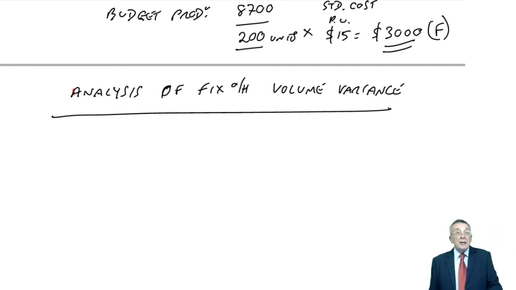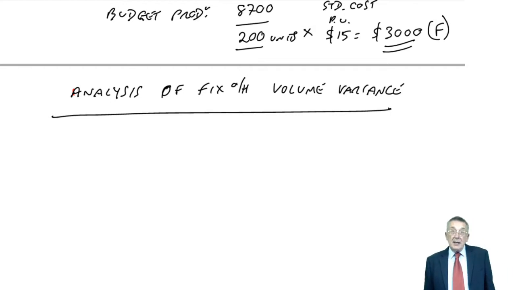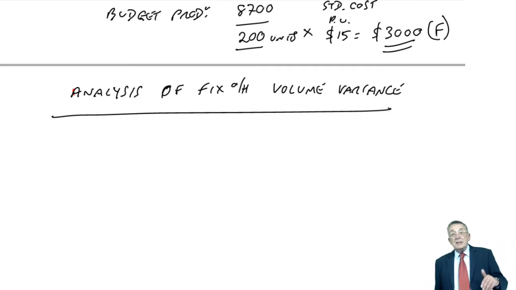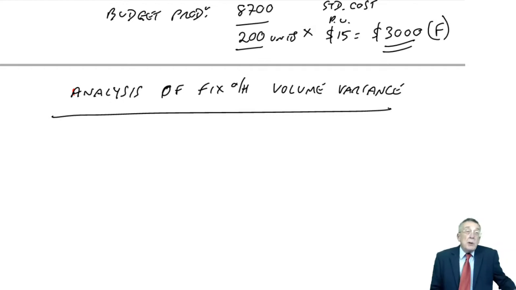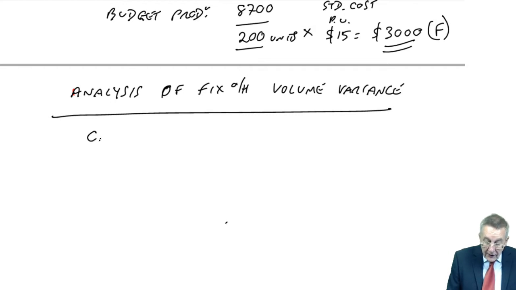So the volume variance is 3,000. We're going to split it and say, why did that occur? And I told you, we're going to look at the labour hours and see, did we have more hours than we expected, therefore we could make more units? Did we work faster than we expected, therefore we could make more units? And the analysis, the first one we call the capacity variance.